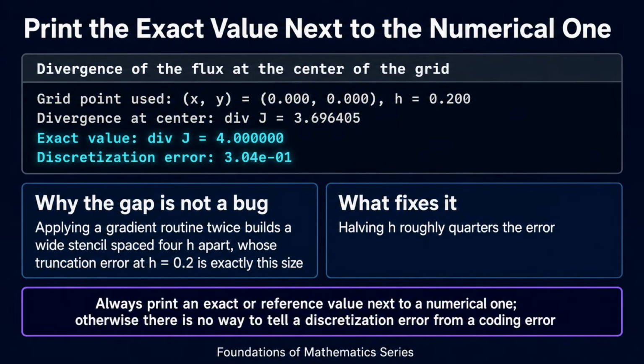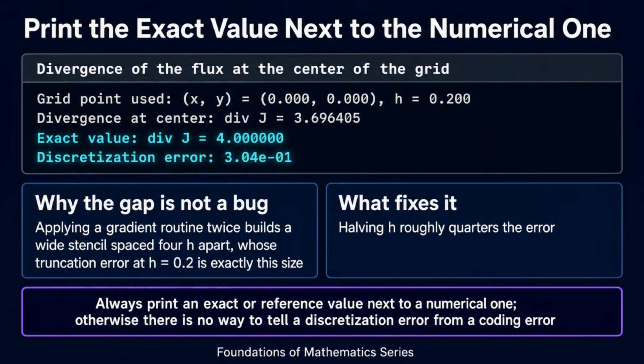The source computes that divergence numerically on a grid, and the result is worth dwelling on. At the center of the grid, with a spacing h of 0.2, the numerical divergence of the flux comes out as 3.696405. The exact value, obtained from minus D times the Laplacian of the concentration, is 4.000000. The discretization error is 3.04 times 10 to the minus 1, a gap of about 7.6%.